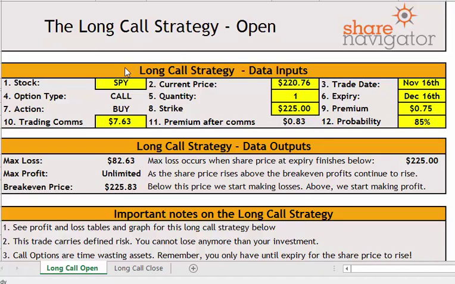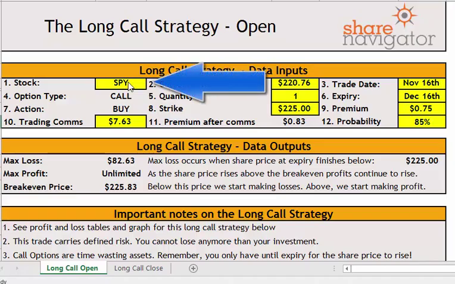So you can see here the first box, if you like, is the long call strategy with data input. Anything that's highlighted in yellow here, you're going to have to input some type of data in. Anything else, it'll be automatically populated for you. So let's go ahead and do an example.